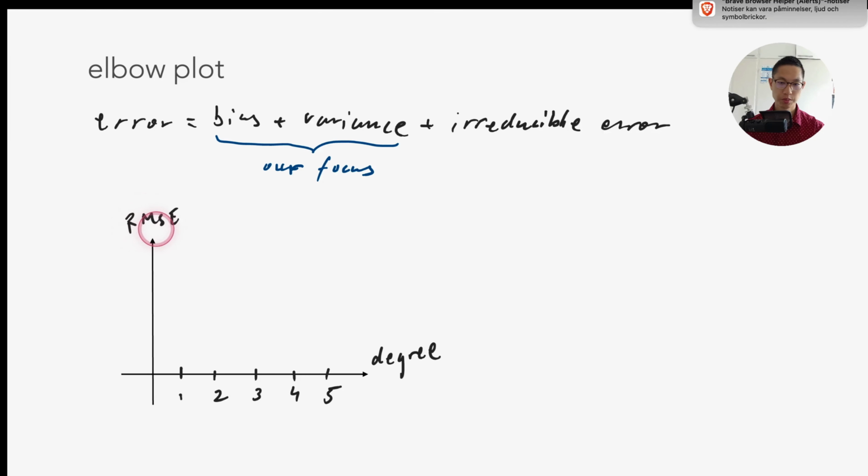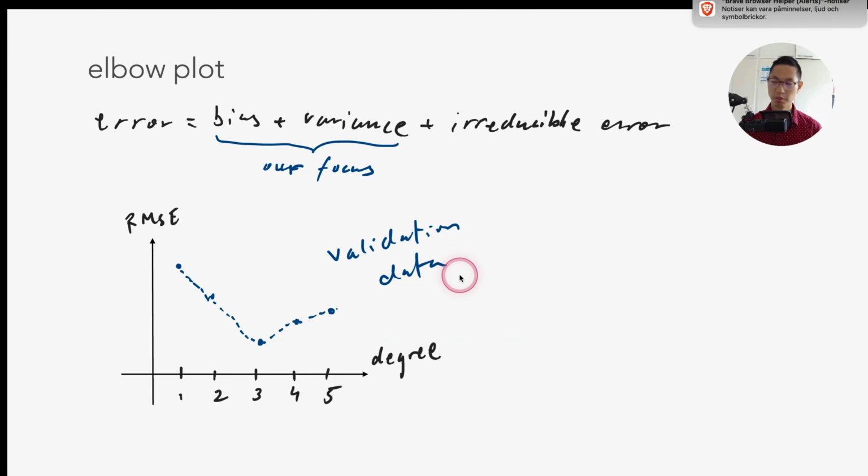You find the root mean squared error and you do it for different degrees. What you can see is that, for example, for 1 degree, we have very high RMSE. For 2, we have lower. And for 3, we have lower. And then for 4, it increases again. This is an elbow here. This is a minimum.